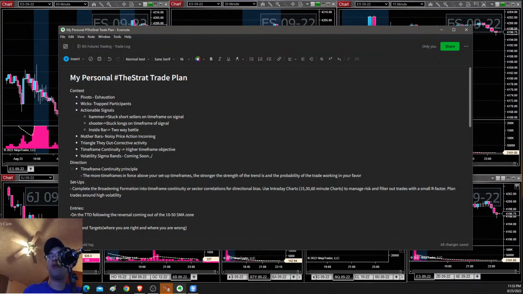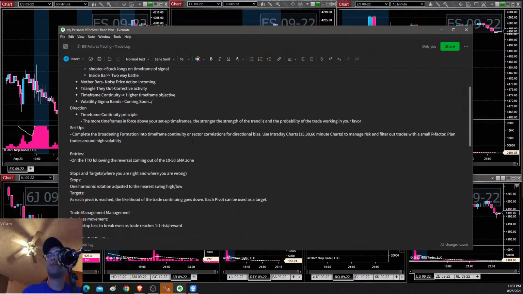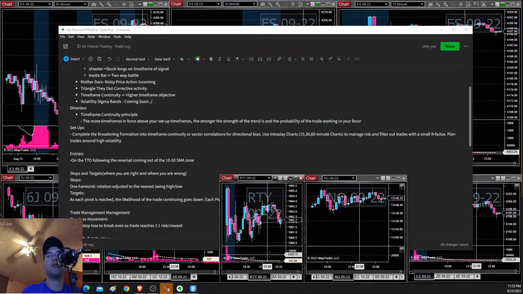Time frame continuity principle. The more time frames in our favor that are going in our favor, the better the trade, the more likely the trade is going to work for us. Let's see what's going on right here.